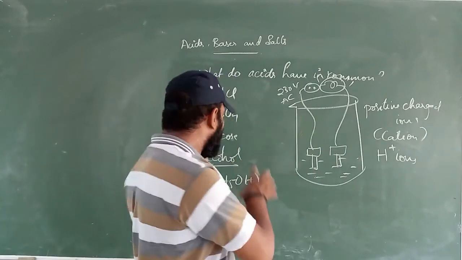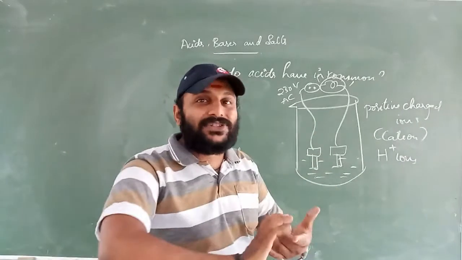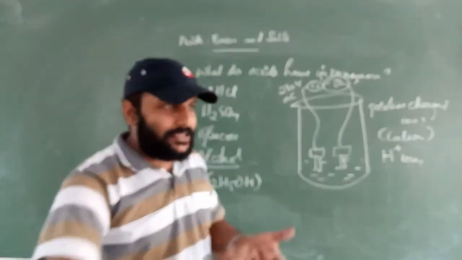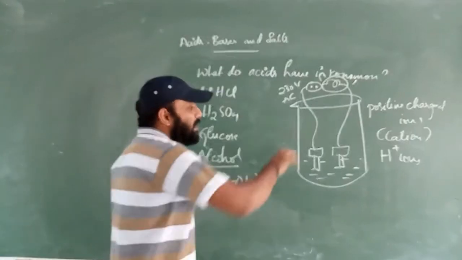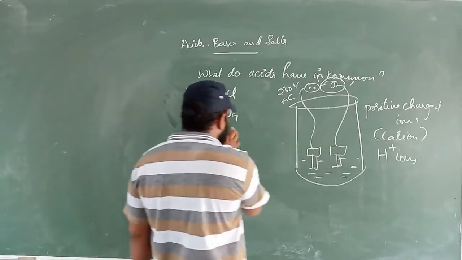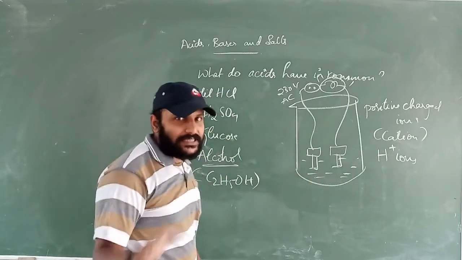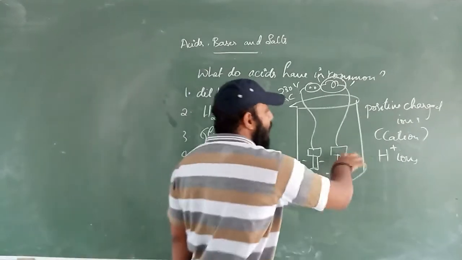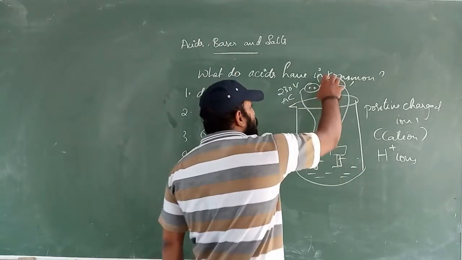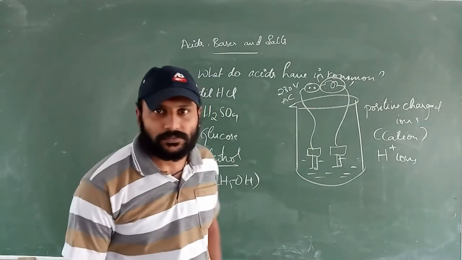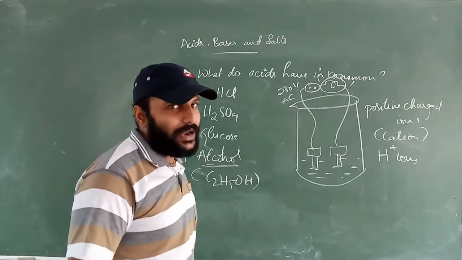Even though the alcohol and glucose contain hydrogen, when we keep them in water, no dissociation takes place. Since dissociation is not taking place, there is no production of H plus ions. There is an absence of hydrogen ions. Due to the absence of hydrogen ions, what will happen? Current will not flow. Since current is not flowing, the bulb doesn't glow. And from this we can say, not all compounds containing hydrogen act as acids.